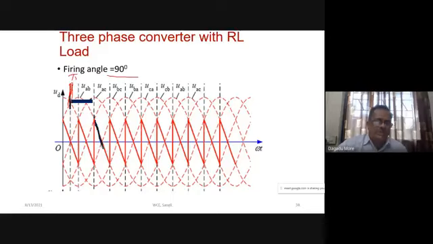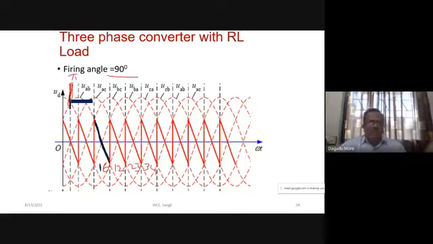Whatever I marked here, the devices that will conduct are 1 and 6. Device conduction will be 1 and 6. Similarly, here again device conduction will be 1 and 2. Here conduction will be 2 and 3, then 3 and 4 and so on.